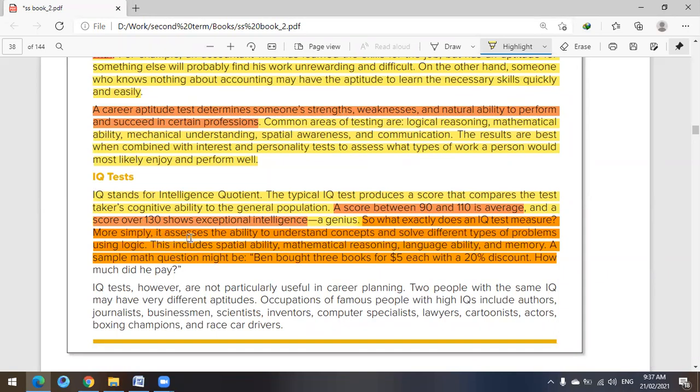It assesses the ability to understand concepts and solve different types of problems using logic. Okay, so we can say this is the simple answer of what does IQ test measure. So that was simply our reading comprehension lesson. Next period, inshallah, we will answer our book exercises about this passage. Okay, so that's it. Thank you.